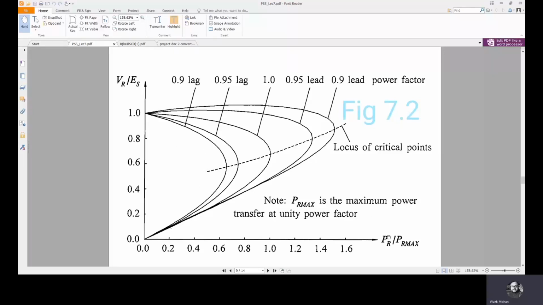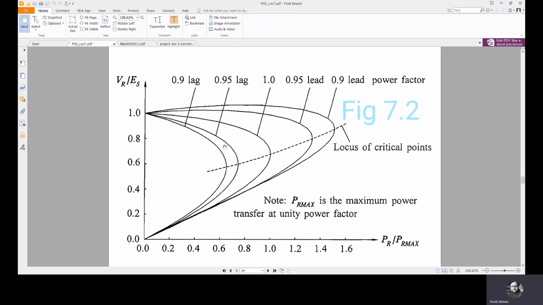Now you can see that when PR is increased, the current transferred will increase, which means the line impedance times current drop will also increase, which will cause a reduction in the receiving end voltage. That is what is seen here. For any of these power factors, we see a reduction in receiving end voltage with respect to increase in receiving end active power. This is the PV curve.